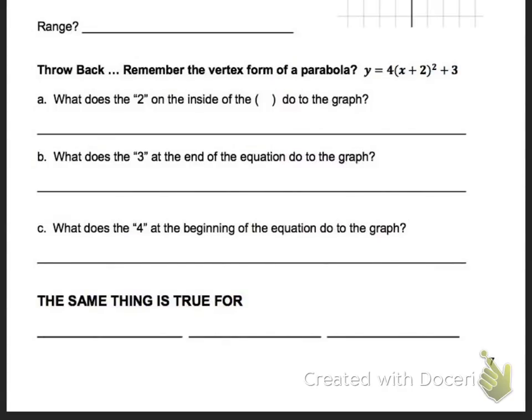So in the last unit, when we talked about vertex form of a parabola, kind of think back. That's why it has the word throwback in there. Think back to what each number did to the graph when you were graphing it. So if I were to graph this equation, I've got this 4, this plus 2, and this plus 3. So the 2 on the inside of the graph shifted it 2 units to the left.